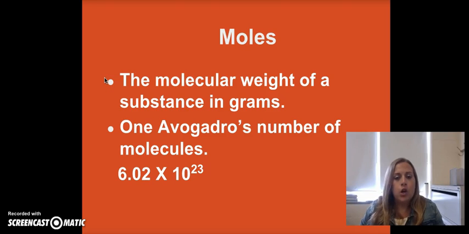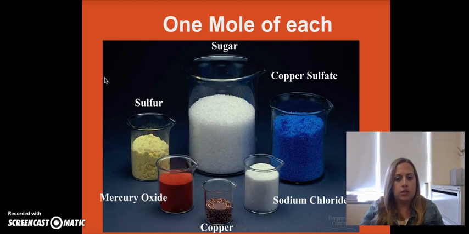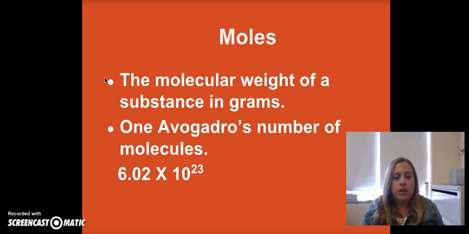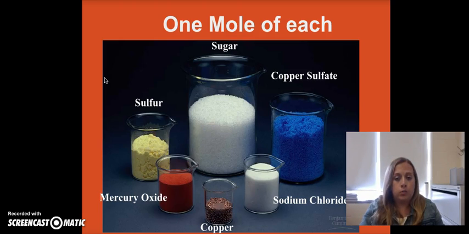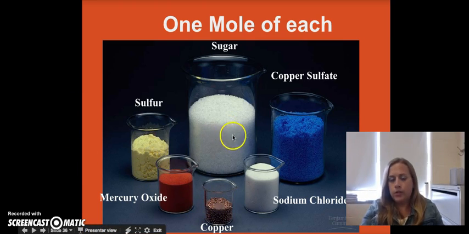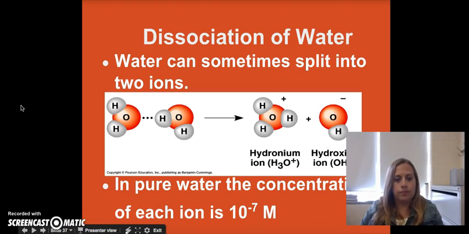And just a quick review, a mole is the molecular weight of a substance in grams, and it is one Avogadro's number of molecules, which is 6.02 times 10 to the 23rd. What you're looking at here is 1 mole of each of those substances. So what you should keep in mind is that 1 mole is always going to be that molecular weight of a substance in grams, or a certain number of molecules. Because molecules all have different sizes, 1 mole of copper is going to look very different than 1 mole of something like sugar.